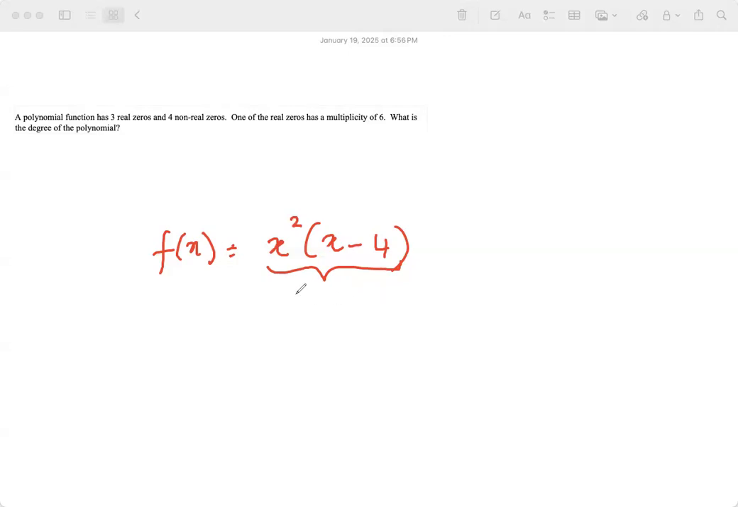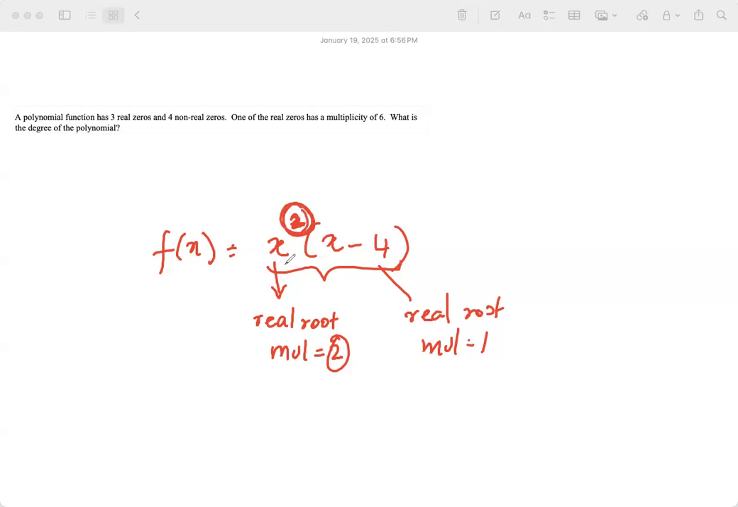3. This is one real root, which is 0, but the multiplicity is 2. This is one real root, multiplicity is 1. So the multiplicity does change the degree. Do you see it? Miss Priya, go ahead. How did you know that the multiplicity was 2? That's what we discussed last week, right? Oh yeah. No problem if you don't remember.